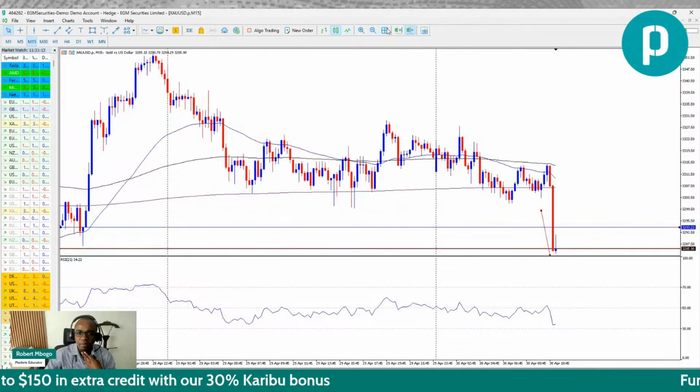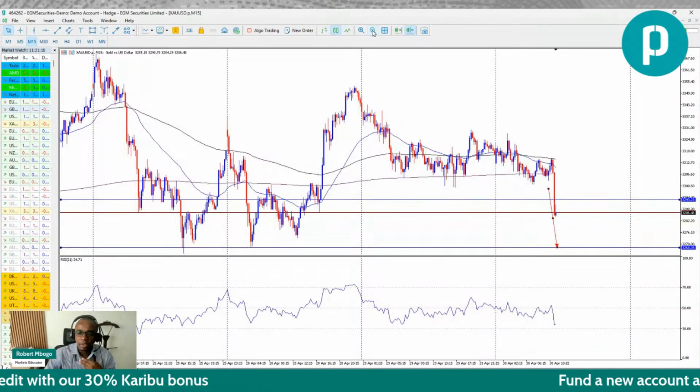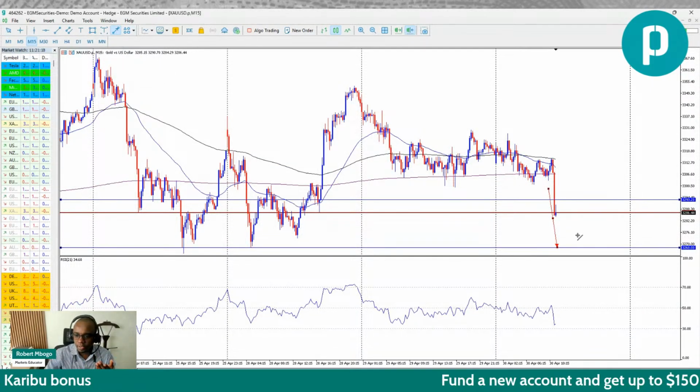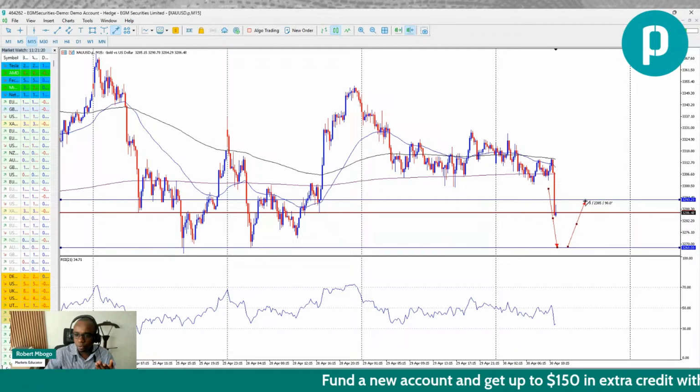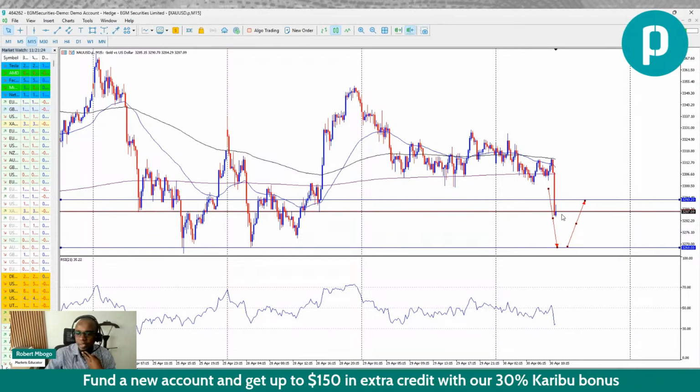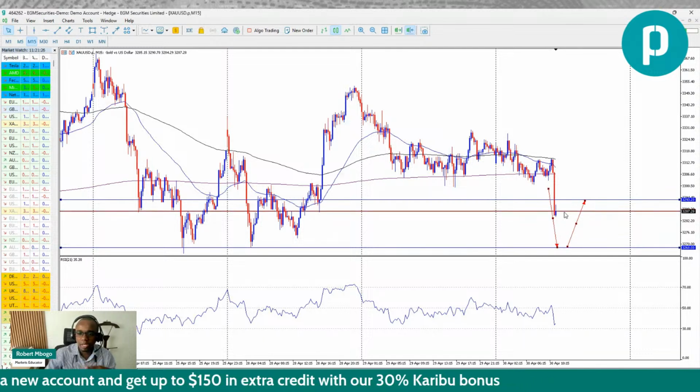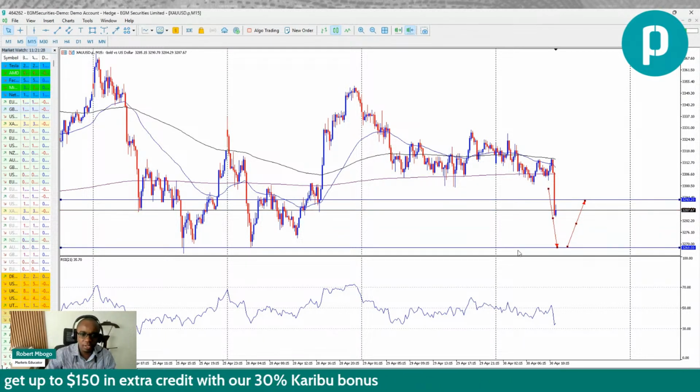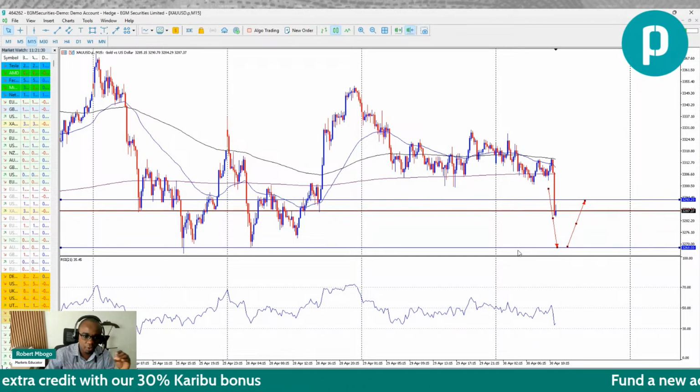So what I'm doing is mapping out areas. Like I've said, you need to map out your areas and wait, especially at 3 when the New York session opens and we see market moves. If they come to these areas, look for your confirmations before you enter a trade.